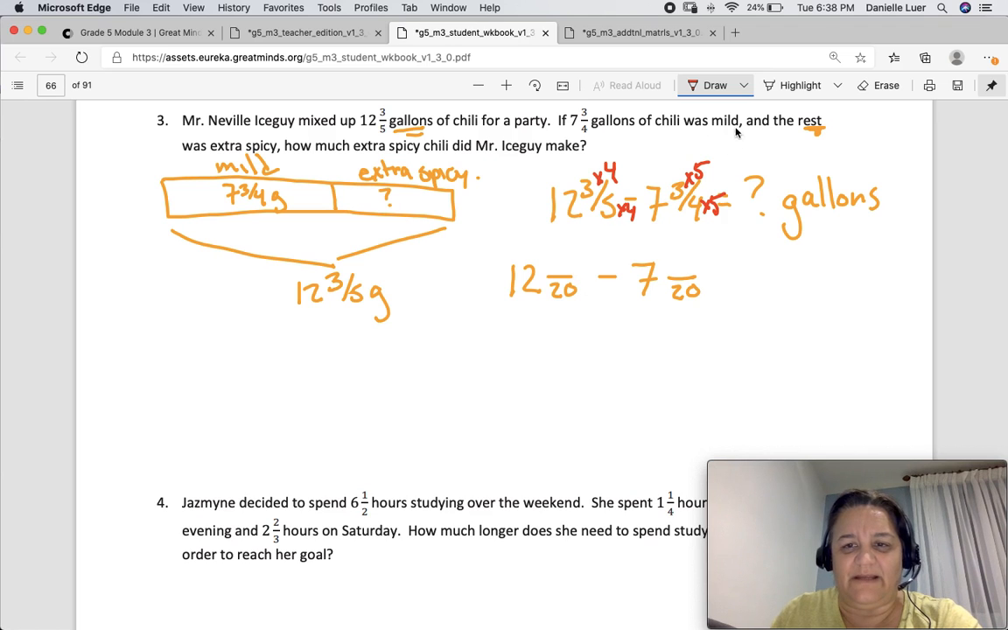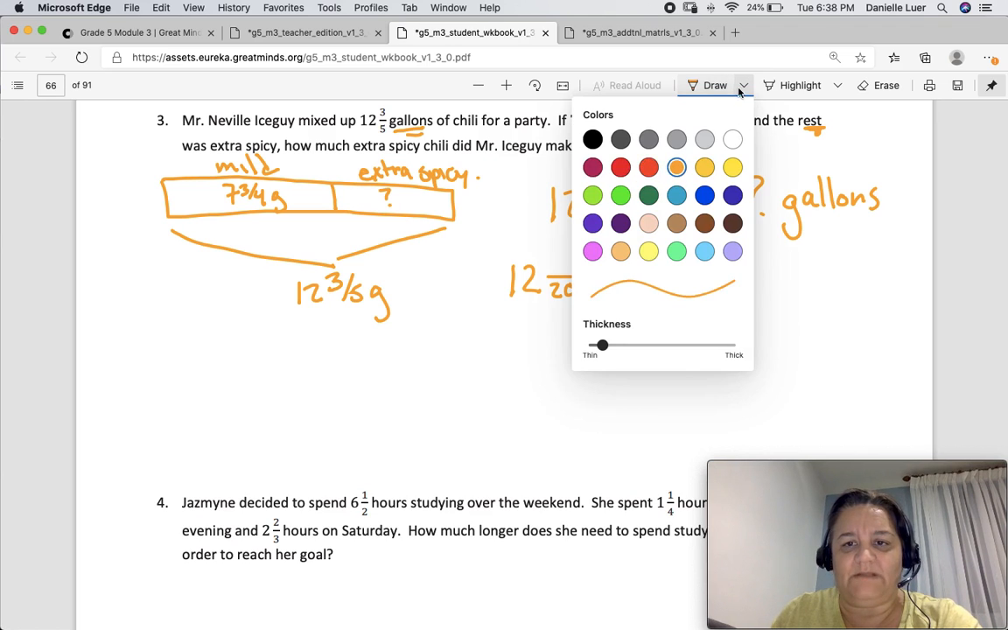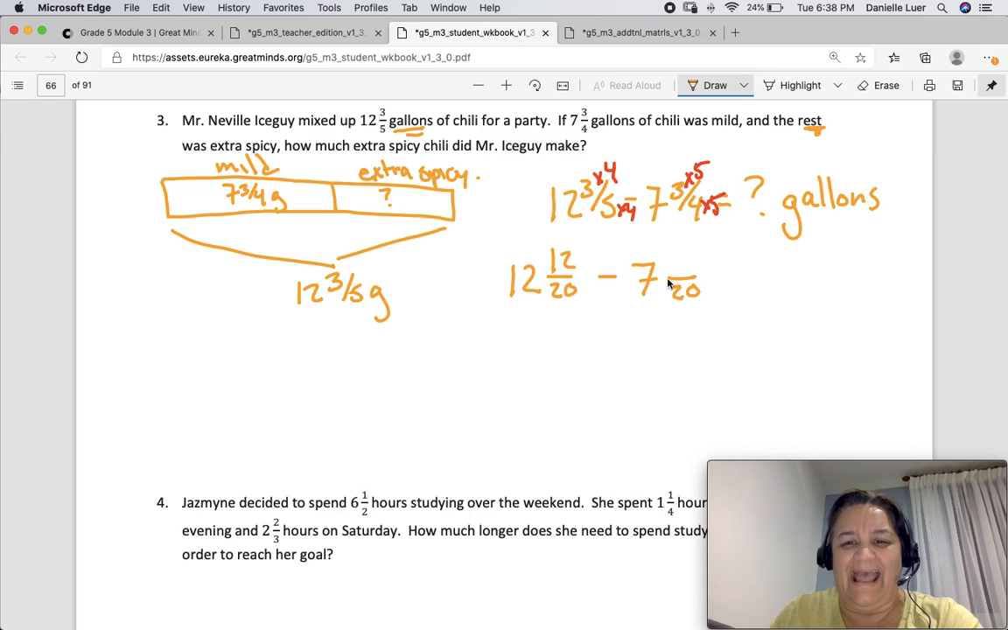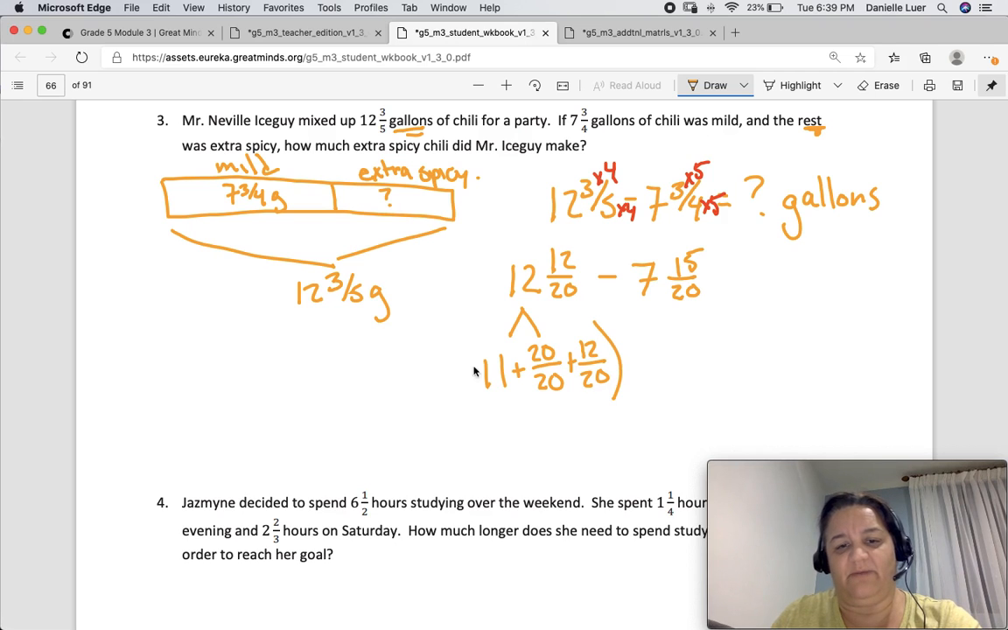So 3 times 4 is 12, and 3 times 5 is 15. Okay, all right. Can I subtract 12 by 7? Yes, and I could get 5. But then that 12 minus the 15 doesn't work, so I'm going to have to split this one into 11 and 20 20ths, and then add back the 12 20ths. Okay, I'm going to put that all in a big parentheses, minus 7 and 5 20ths.